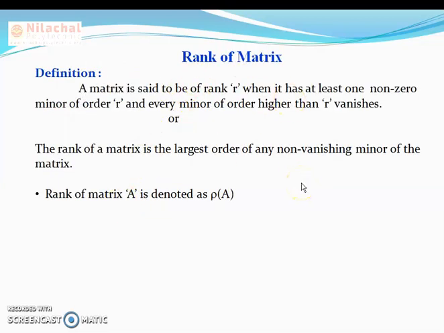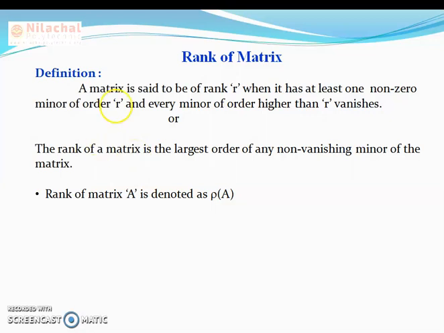Then come to rank of the matrix. This is the definition. For your exam, you have to write this definition, but whenever you find the rank, we have to use another process. So this is the definition: the matrix is said to be of rank R when it has at least one non-zero minor of order R and every minor of order higher than R vanishes. You have to remember this definition. Or, the rank of a matrix is the largest order of any non-vanishing minor of the matrix.